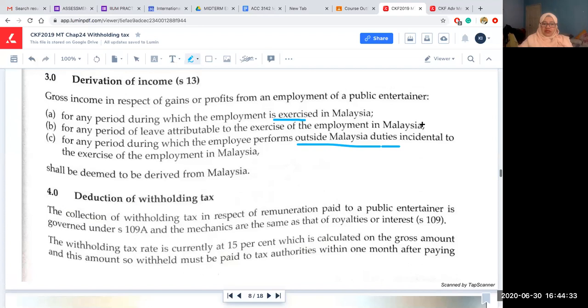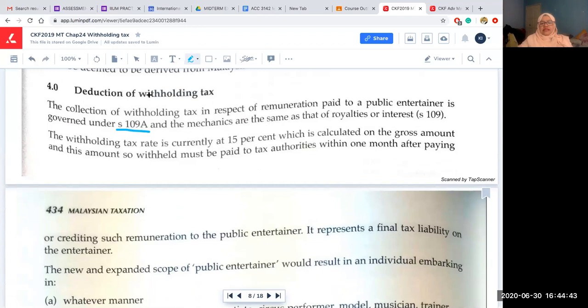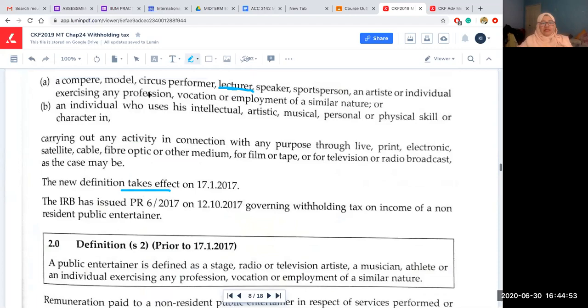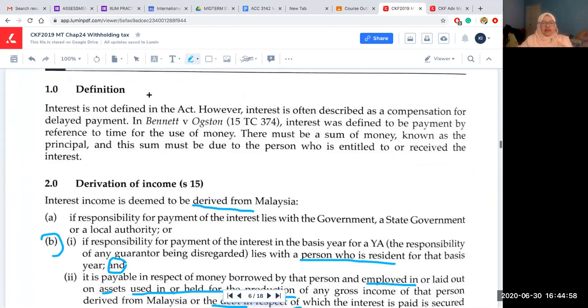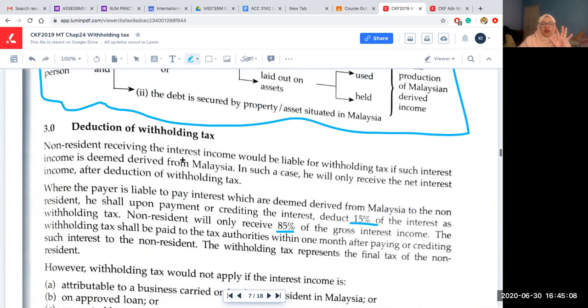For the deduction of your tax there is a section. This is section 109, which is the charging section for withholding tax. For example, just now, interest income is section 15. Section 15 means interest income, but the section that imposes the withholding tax portion is section... which one?